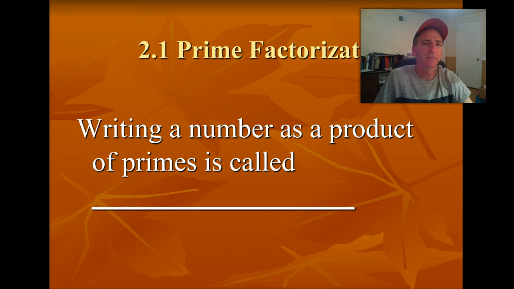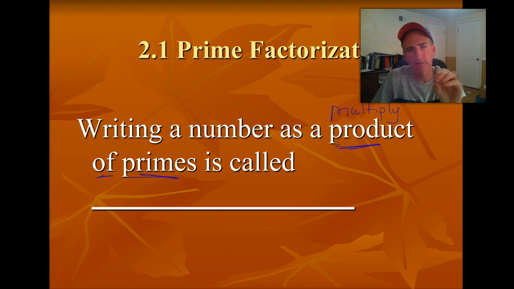Every number that exists can be written as a product of primes. Now, before I go on, product means multiply. So what this is saying is if you have any number, you can take a whole bunch of prime numbers and multiply them and end up with that number.